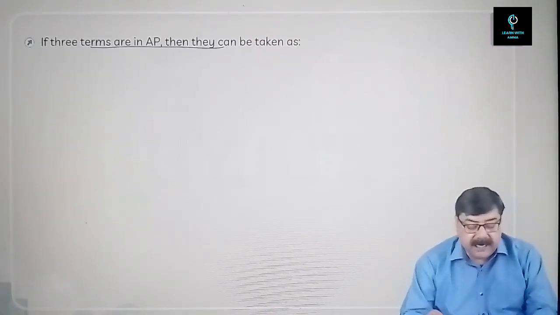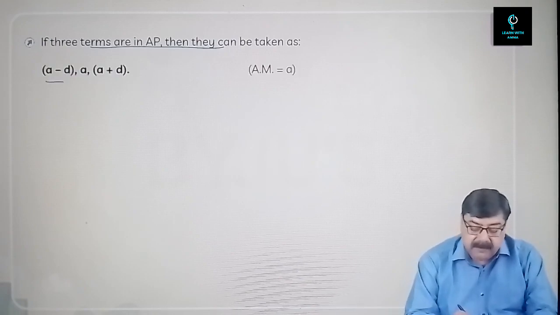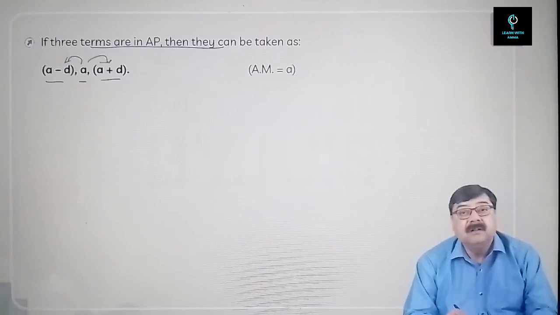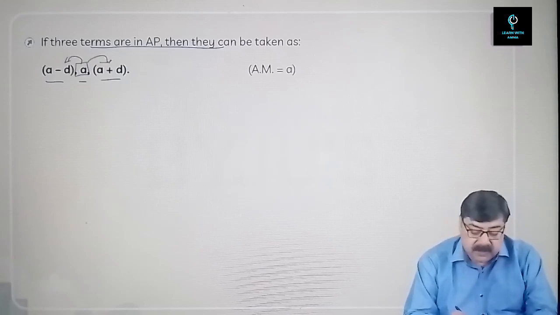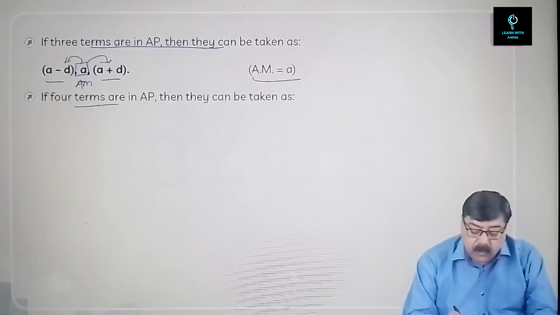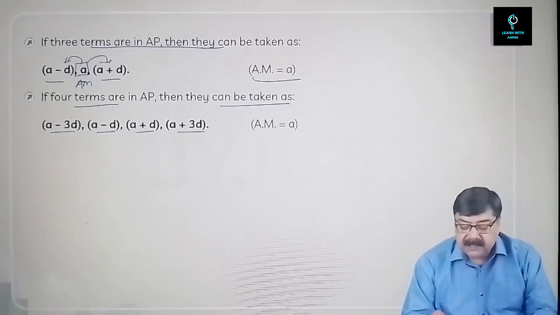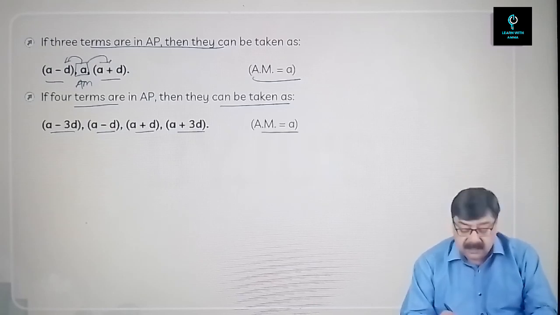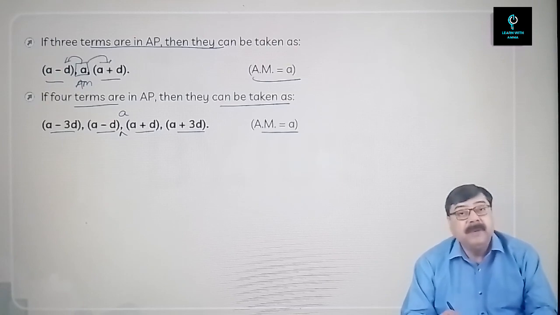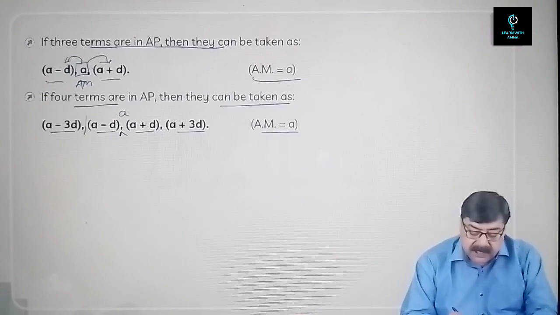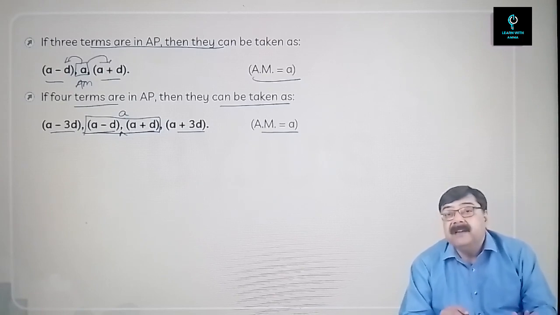Now, if three terms are in AP, they can be written as A minus D, A and A plus D. So D less and D more from A, and A here happens to be the arithmetic mean, as is given here. If there are 4 terms, then they can be taken as A minus 3D, A minus D, A plus D, A plus 3D. AM, or arithmetic mean, still remains to be A. In fact, for 4 terms, if we need to find out the arithmetic mean, we can add the second and third number and divide it by 2.